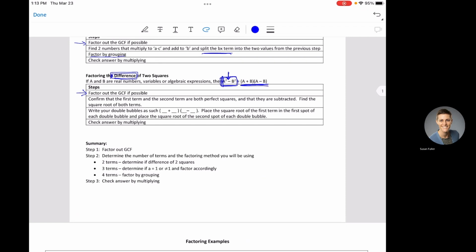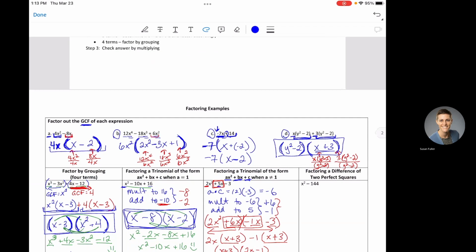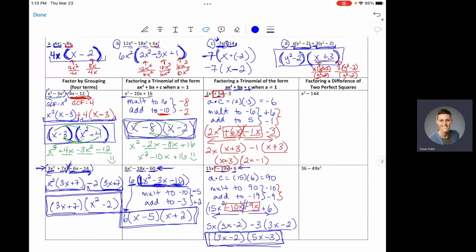And then once we do that, we'll do the double bubbles. The square root of the first term goes in the first spot in both of our bubbles, and the square root of the second term goes in the second spot of each of our bubbles. And you're factored, and you'll check by multiplication. Okay, so let's try this.